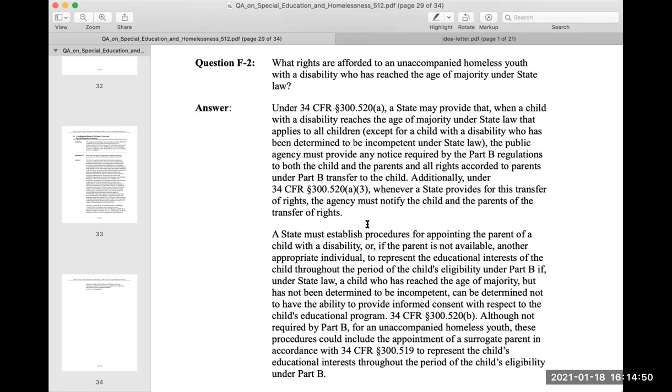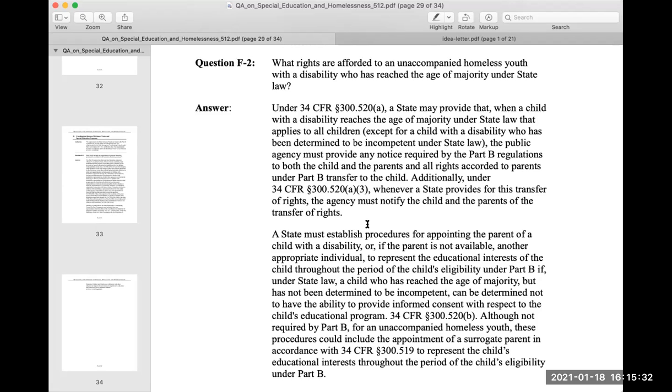selection criteria in 34 CFR paragraph 300.519(d). These criteria permit a surrogate to be appointed in any manner permitted under state law. 34 CFR paragraph 300.519(d)(1). Under 34 CFR paragraph 300.519(d)(2), the surrogate parent may not be an employee of the SEA or any other agency that is involved in the education or care of the child, must have no personal or professional interest that conflicts with the interest of the child, and must have knowledge and skills that ensure adequate representation of the child.